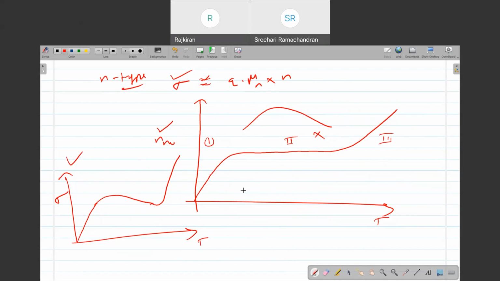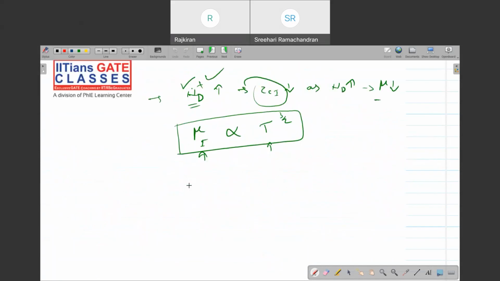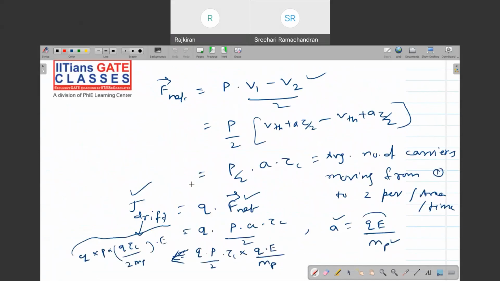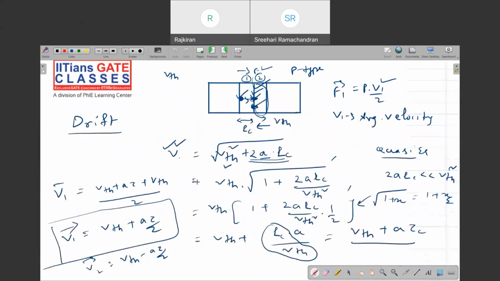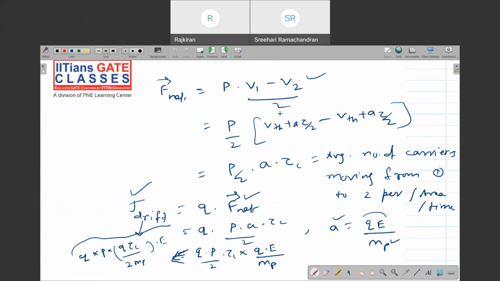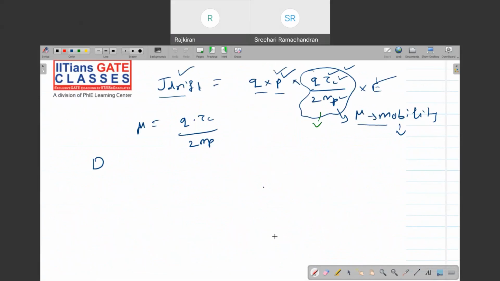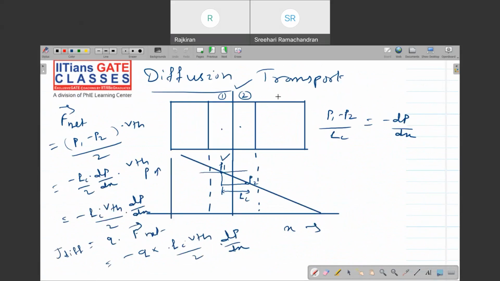This is why I ask it in some good exams. So that's all about my transport chapter, where we discussed very clearly what drift transport is. When we apply an electric field, there will be a net flux that is proportional to the external electric field, mobility and concentration. This is drift. But diffusion depends upon my concentration gradient.